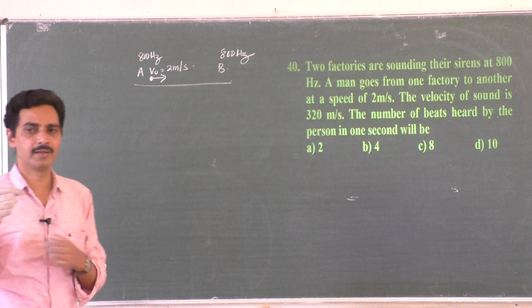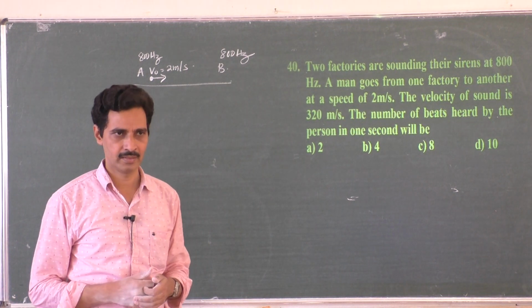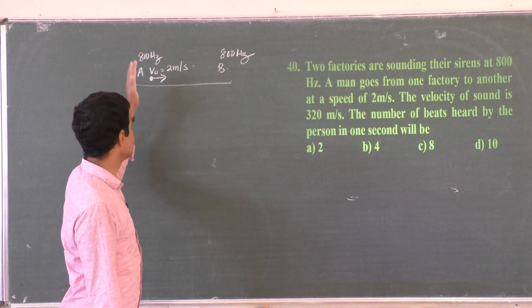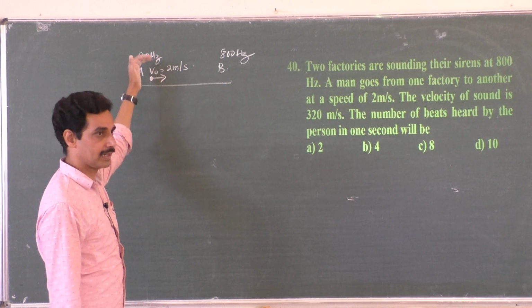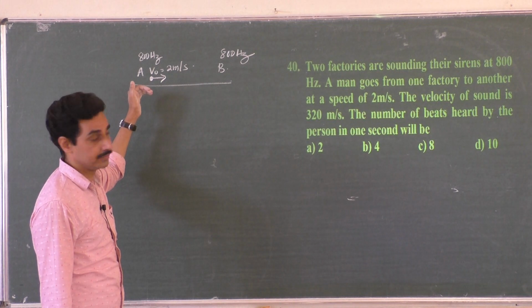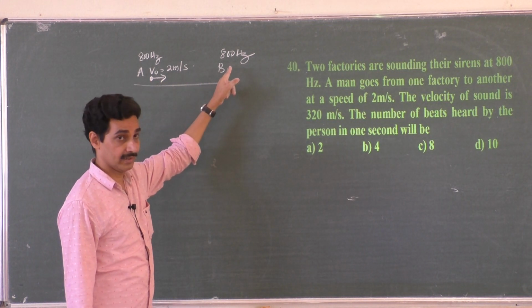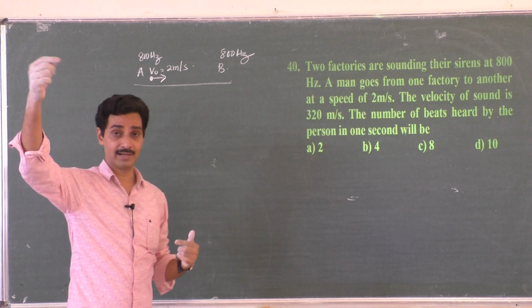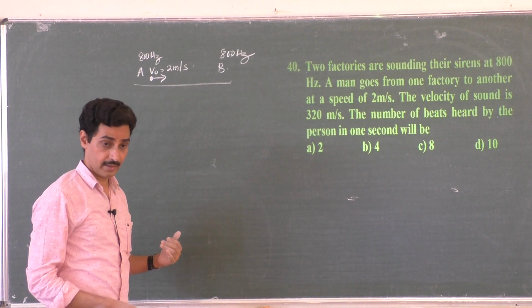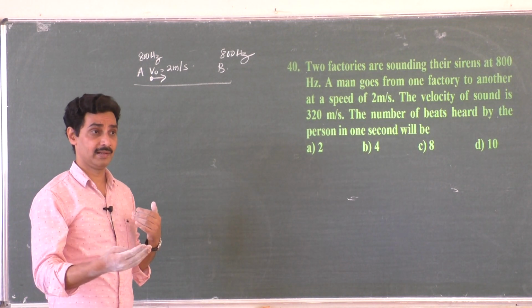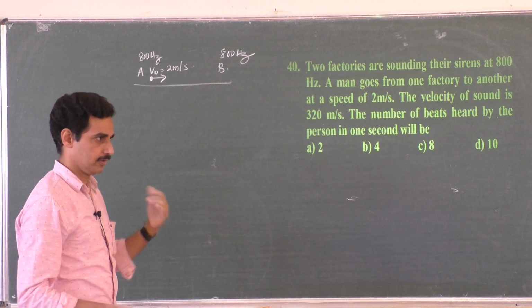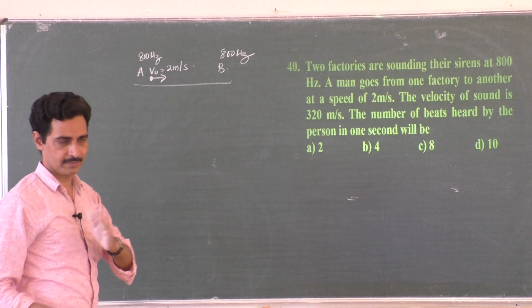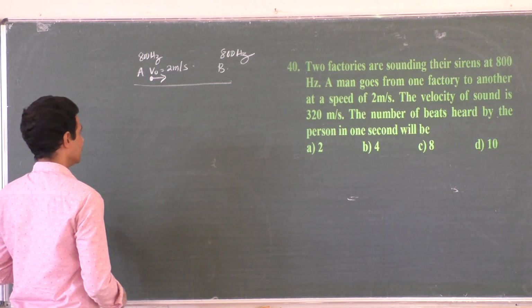Why should he hear beats? What is the reason for hearing beats? He will never hear this as 800, this as 800. He is receding away from this 800, so it appears to be lesser, say 795. And he is approaching this 800, so it appears to be more, say 805. 795 and 805 are heard simultaneously, so 10 beats per second. But that is a simple number I have told. That may not be the answer.